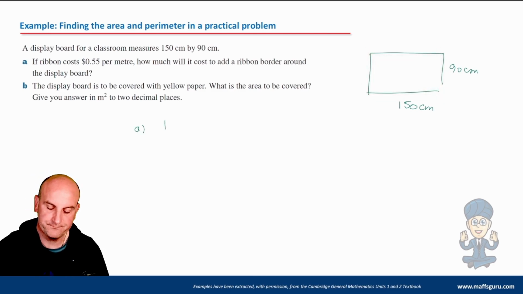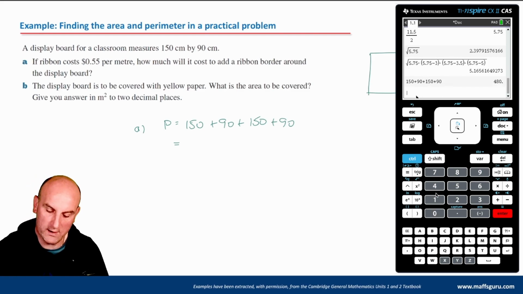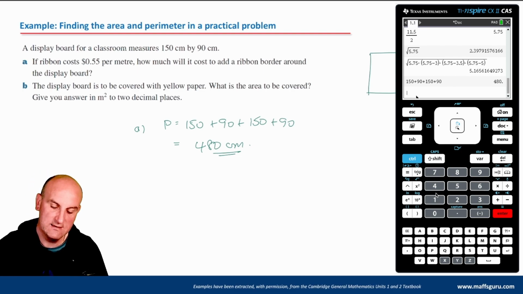So for part A, my perimeter is going to be 150 plus 90 plus 150 plus 90, which is going to give me, firing up my calculator, 480 centimeters. Now again, that's not the end of my answer because it says how much will it cost. Now we know for every meter it's going to cost 55 cents, but I don't have this in meters. How do I convert from centimeters to meters? I'm going to divide that by 100 to give me 4.8 meters.